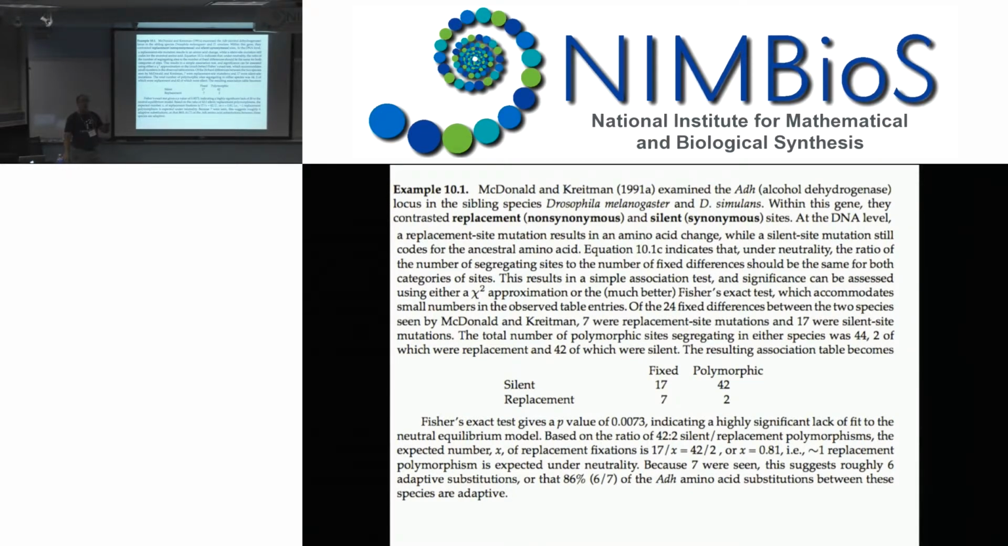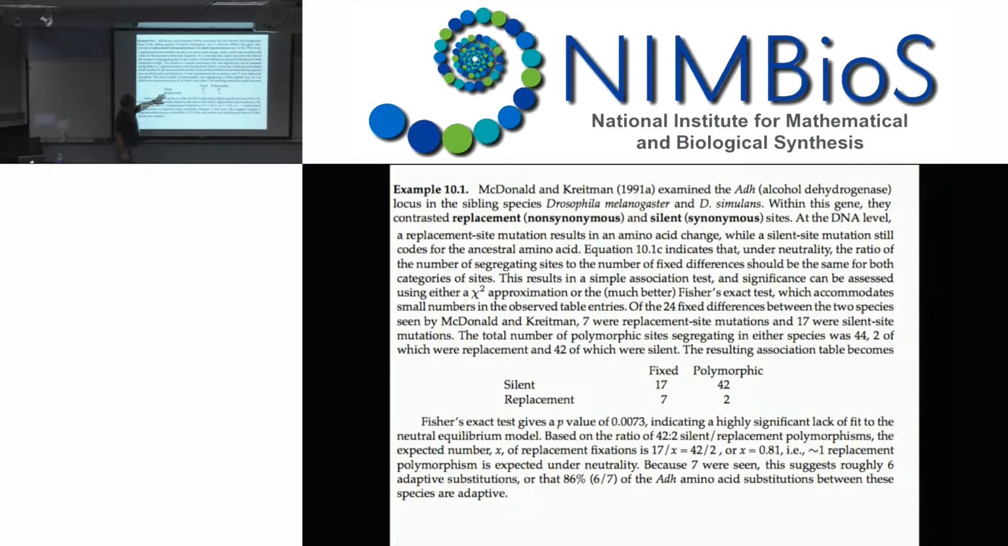The idea is the synonymous or silent sites are largely neutral, at least to a first approximation, so they have a certain effective mutation rate. If I go to the non-synonymous sites, they have the same underlying mutation rate for nucleotides, but they have a different acceptance rate because a lot of those mutations are deleterious. So if I look at the ratio of replacement, that is fixed differences versus polymorphism, and silent sites, fixed versus polymorphic, these ratios should be the same if both are being influenced by neutrality.